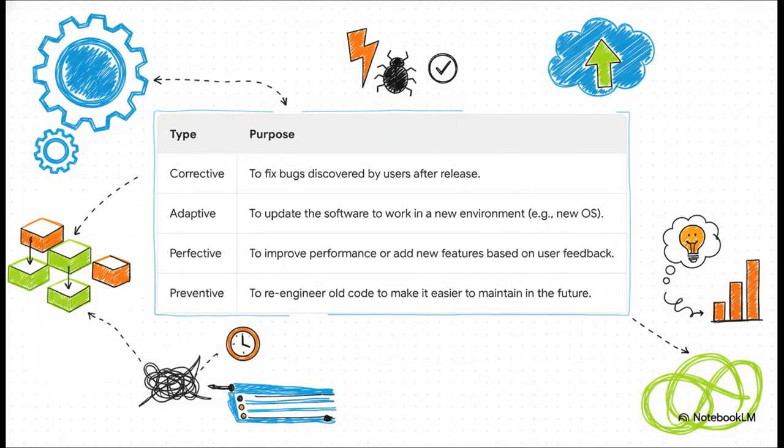And this table really clears things up. Most of us probably think of maintenance as just corrective, fixing bugs that people find. But a massive amount of the work is actually perfective, which is improving the software or adding new features people want. Then there's adaptive maintenance, like making sure the app still works when a new iPhone comes out. And my favorite, preventative maintenance. That's like renovating the plumbing in your house, not because it's leaking, but to make sure it never leaks in the future. It's proactive work to prevent future headaches.